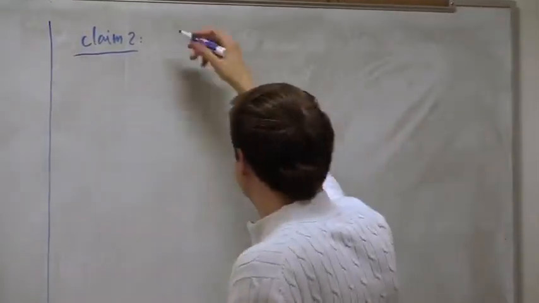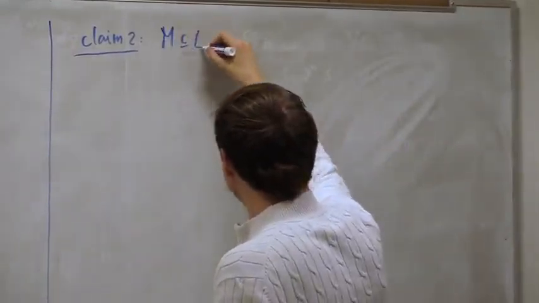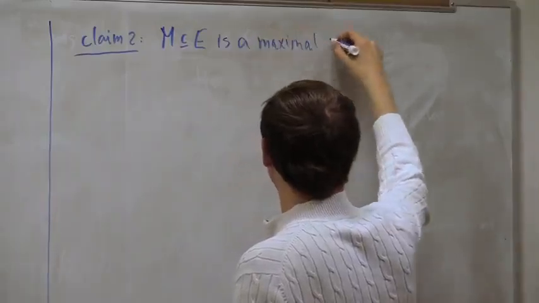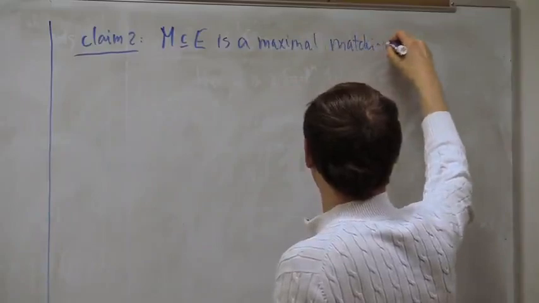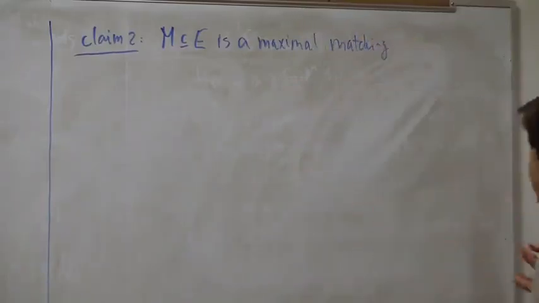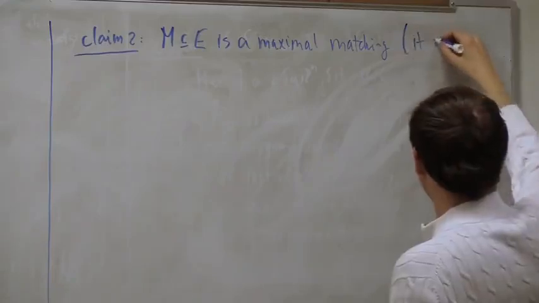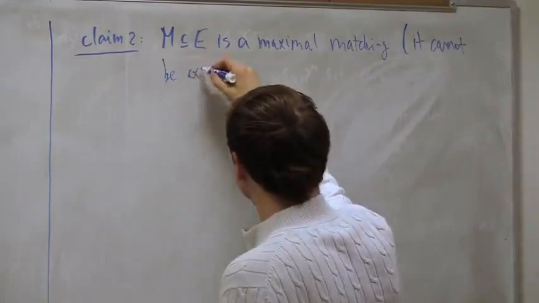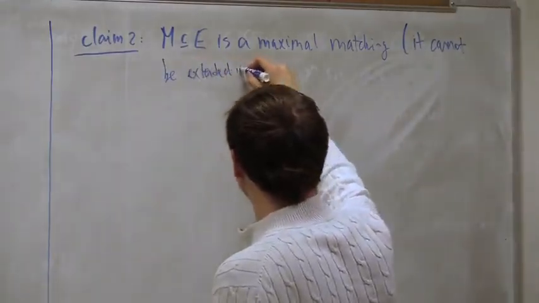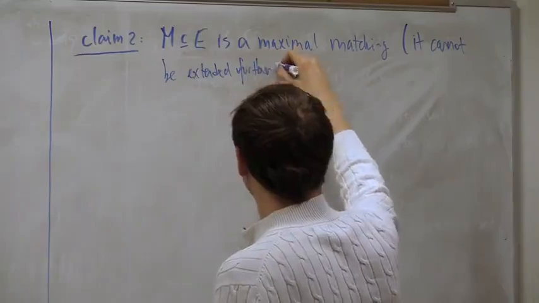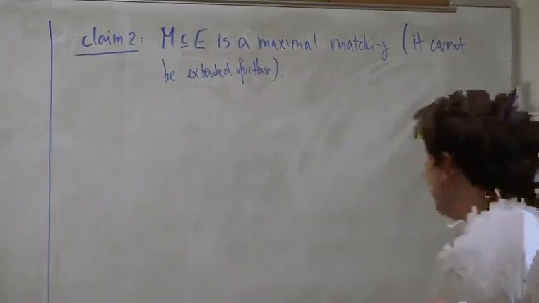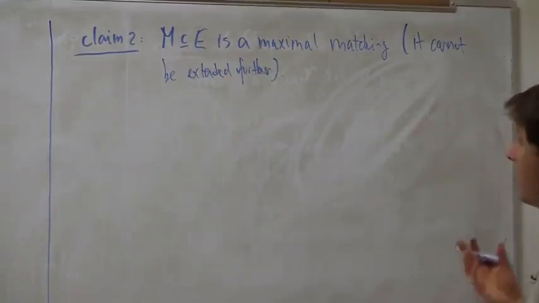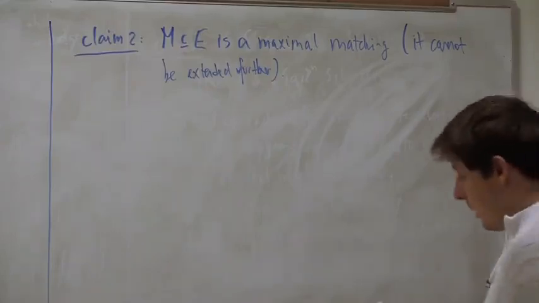Claim 2: suppose that M is a so-called maximal matching. This is not a maximum matching. Maximal means that it cannot be extended further, meaning that there exists no other edge in the edge set that could be added to the matching to make it bigger. Okay?